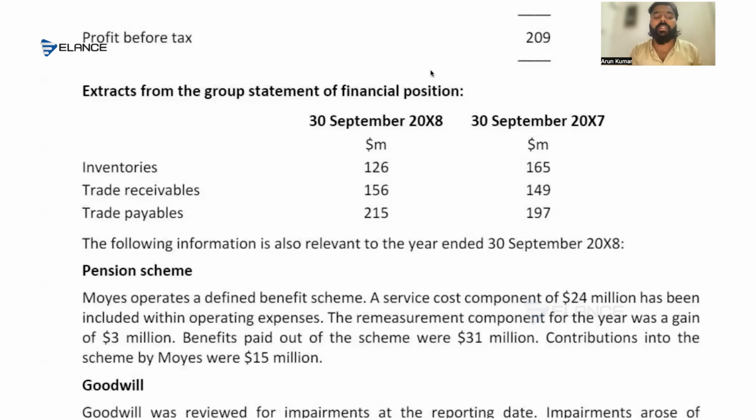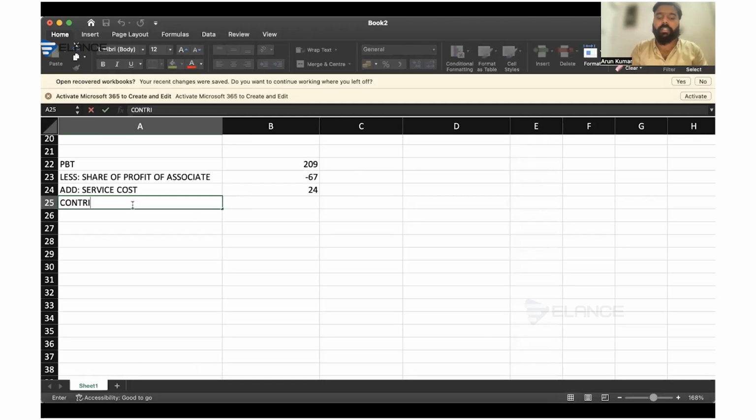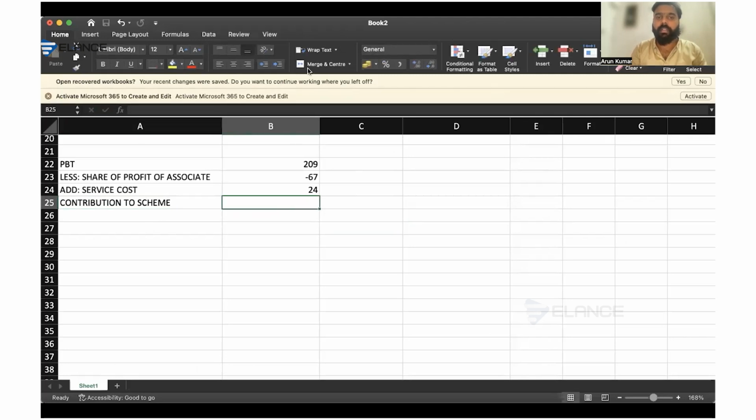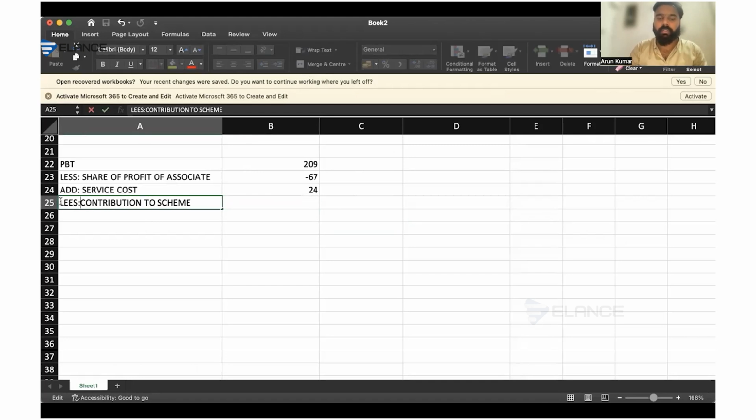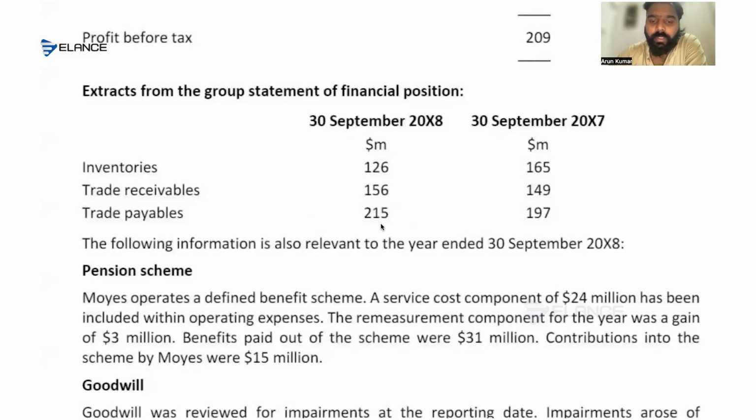Now, contribution to the scheme, 15 million. How will you account for it? Contribution to the scheme. Deduct. Yes, we need to deduct it. How much is it? 15 million. So is that clear, everyone? Is that clear, those adjustments? So make sure that you write the explanations as well.